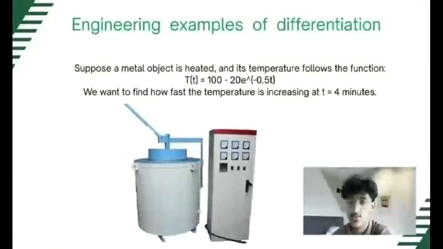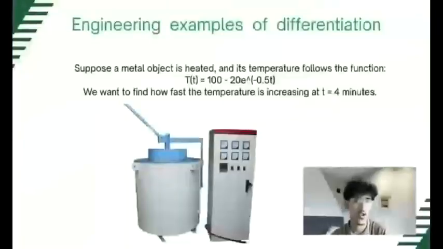Now let's take an example of temperature change. Suppose a metal object is heated and its temperature follows the function T equals 100 minus 20 e^(-0.5t). We want to find how fast the temperature is increasing at t equals 4 minutes. Now we want how fast the temperature is changing given that t equals 4 minutes.